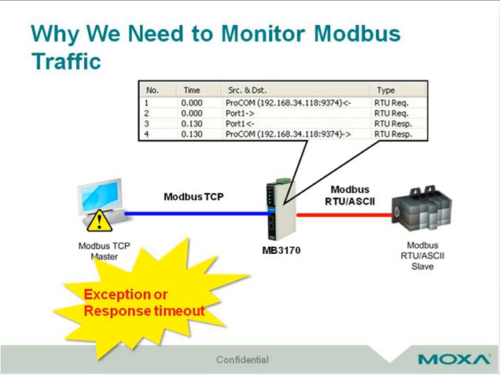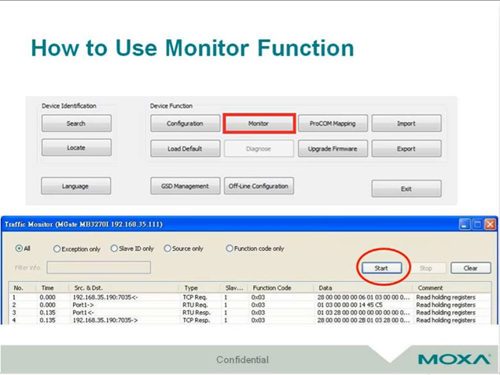Our MGate MB3000 Series provides a monitor function for you to check the Modbus traffic, and you can know which part might be wrong. Here is how to use the monitor function. Just click the start button, and you can start to capture the Modbus traffic. In the next slides, I will introduce several typical behaviors you might see in a Modbus monitor log.